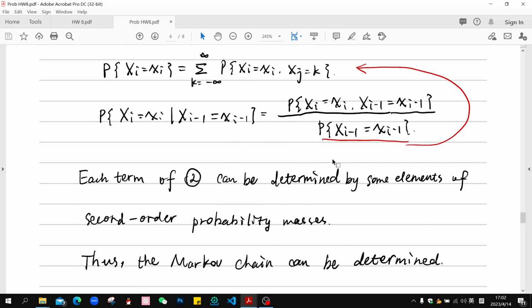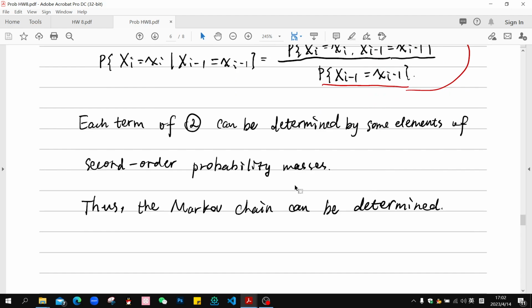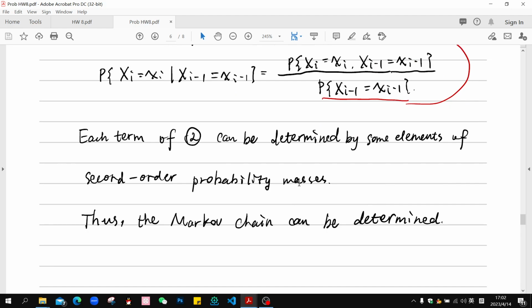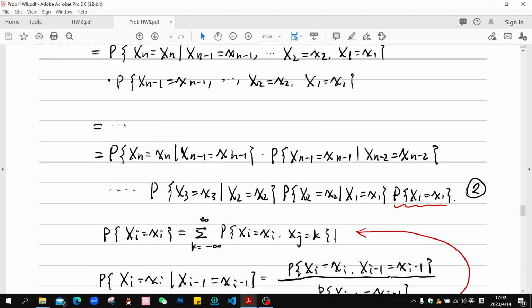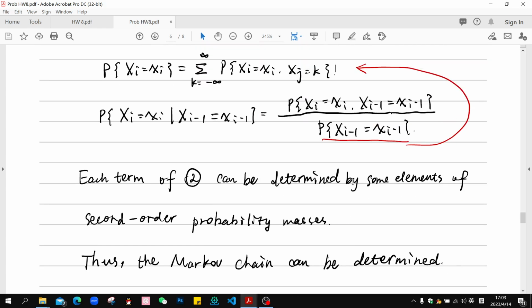That is to say, every term can lead back to some elements or the sum of some elements of the second order probability masses. And therefore, we know that the Markov chain can be determined with only the second order probability masses.